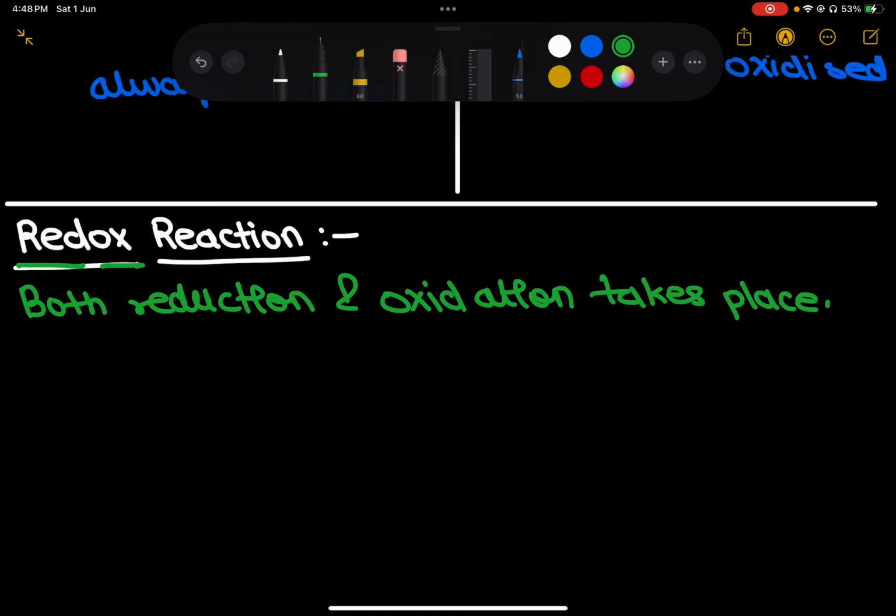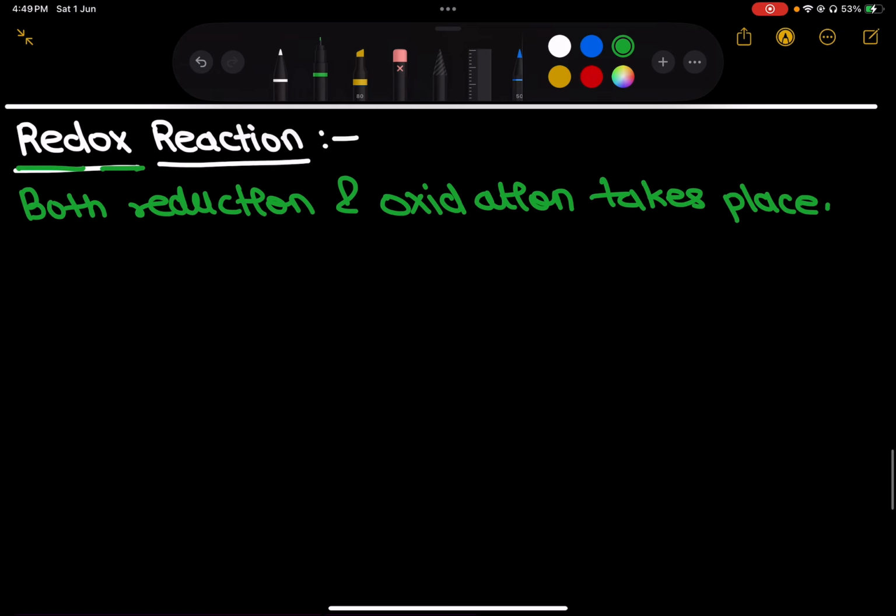Now examples, we'll see two examples and I'll show you how to write in your exam paper. They ask the question: what substance has been oxidized, what substance has been reduced, what is the oxidizing agent, what is the reducing agent, all of these things they ask. So how to write in an exam? First of all, we'll just take a simple example and then explain. So let's take the example here.